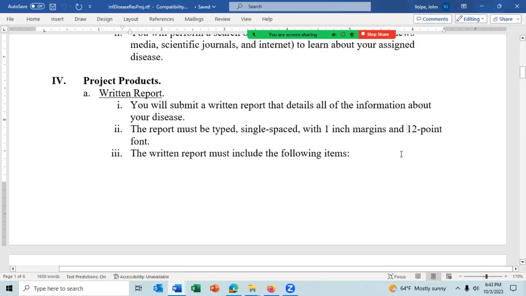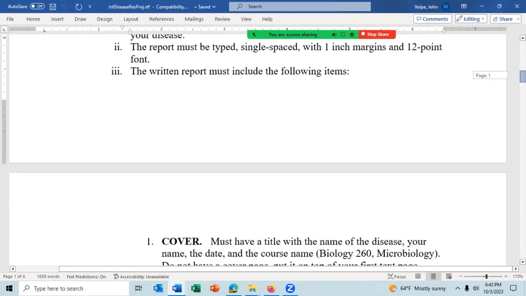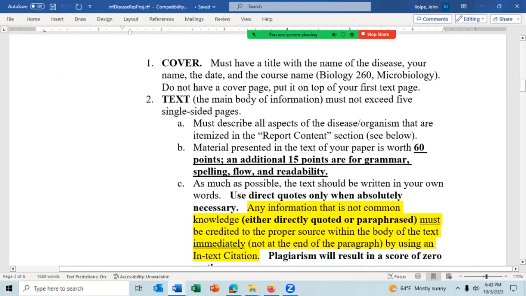The written report must include the following items. You must have a cover information. It should not be a cover page. Just put the title of your topic, the name of your disease, your name, the date, the course name. Okay, and you put that information on top of the first text page. Do not have a separate cover page.